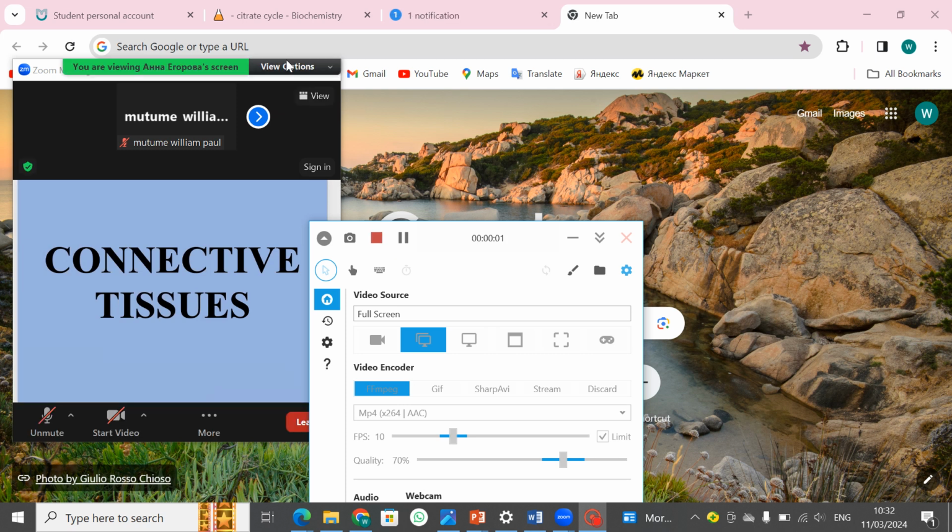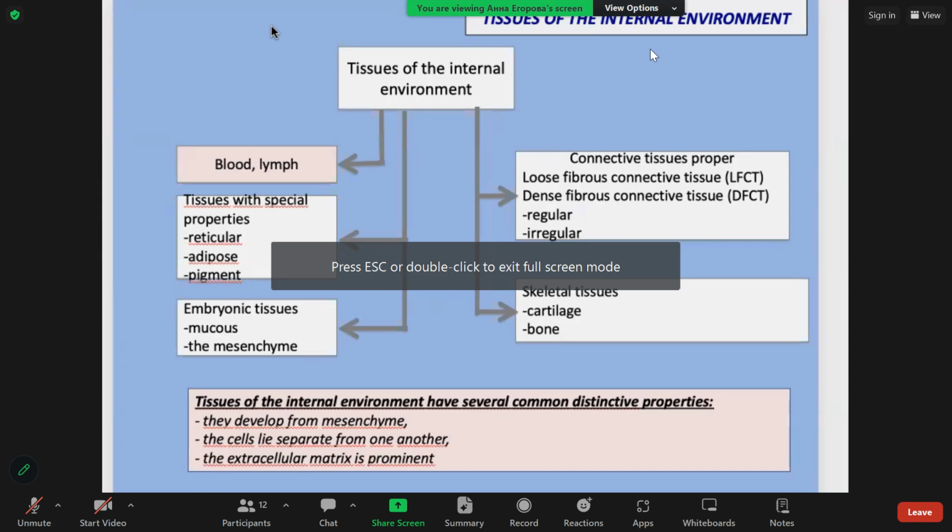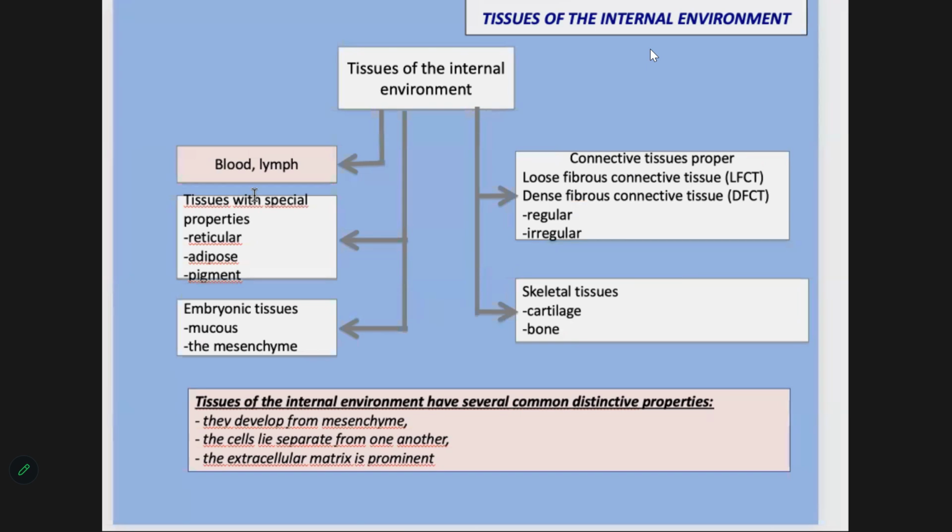And today we'll continue to speak about the tissues of internal environment. Look at the classification again of the tissues of internal environment. This group of tissues is subdivided into the blood and lymph. About the blood and lymph, we talked in the previous lecture.